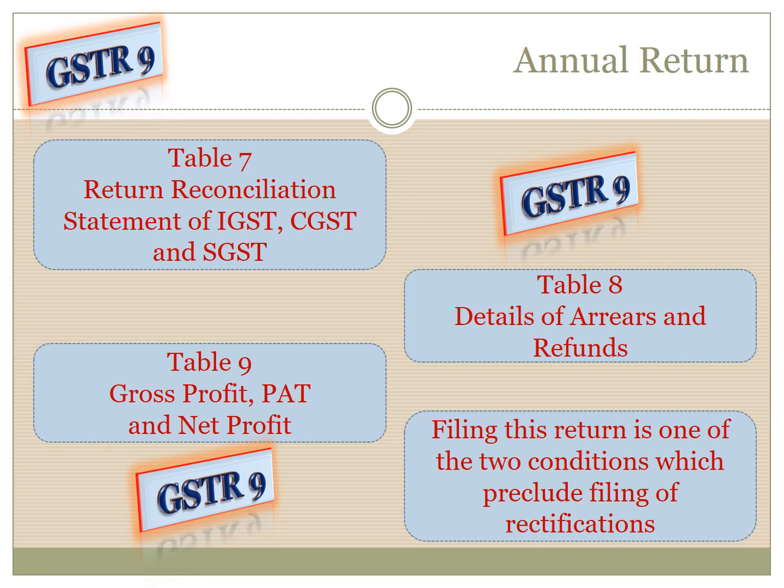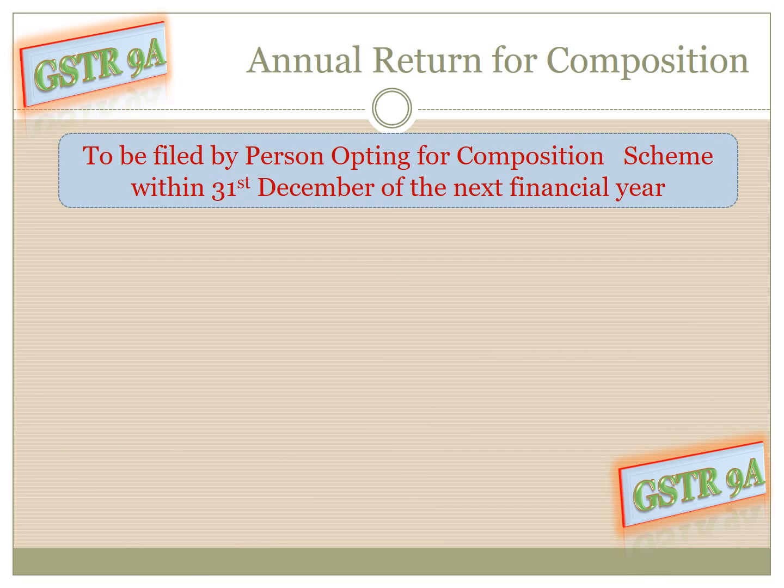Please recall that rectifications can be filed in GSTR 1, 2, etc. by the supplier and recipient until the monthly return for September has been filed or the annual return has been filed, whichever is earlier. So filing this return seals the option of filing rectifications for the period covered by this return. The simplified annual return for persons opting for composition scheme is GSTR 9A. It has to be filed within 31st December of the next financial year.